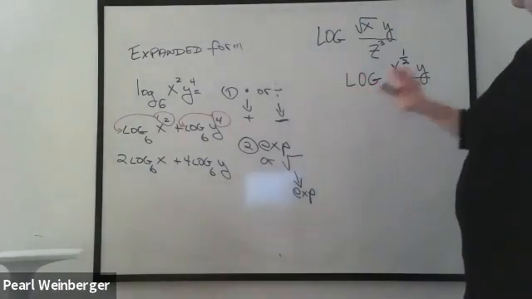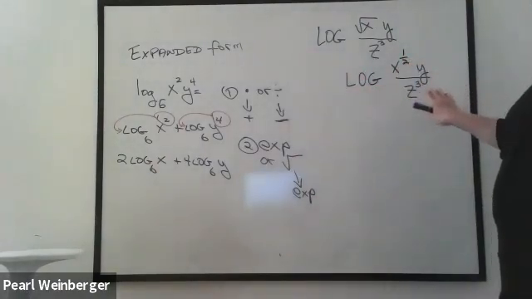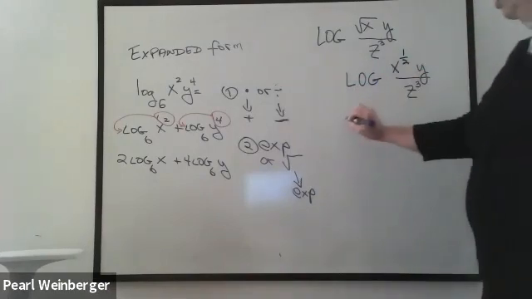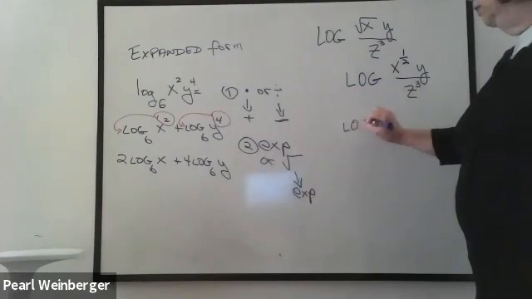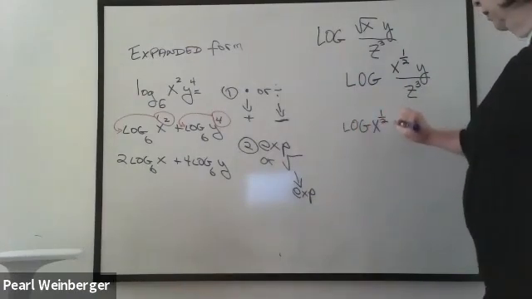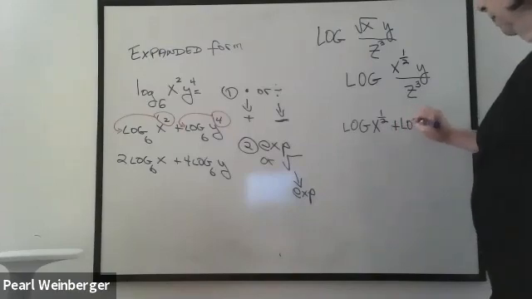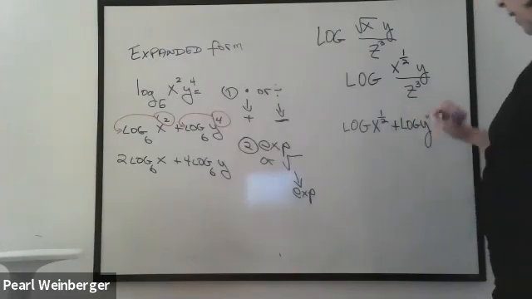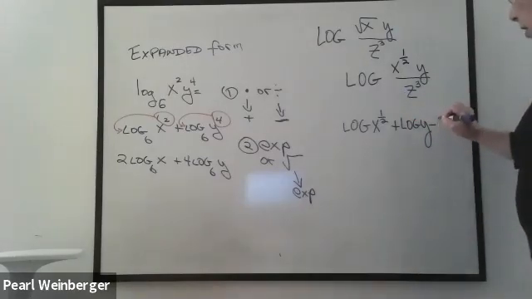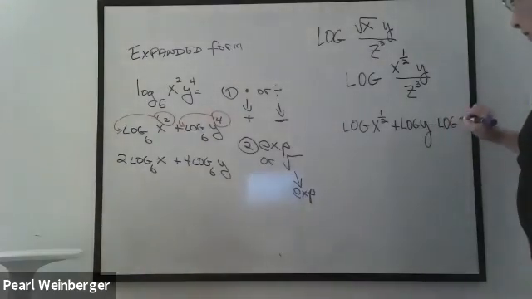Now, we look for anything that involves multiplication and division. And I see the x to the 1/2 is being multiplied by the y. So in terms of logs, we're going to have to add them. So it'll be log of x to the 1/2 plus log of y. And since I'm dividing it by the z to the 3, I'm going to have to subtract the log of z to the 3.